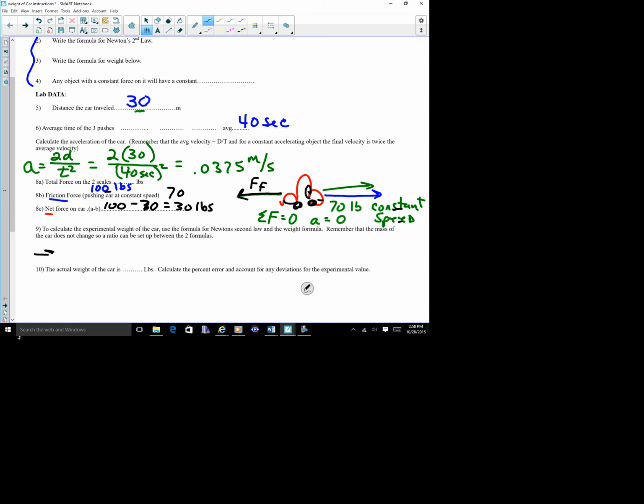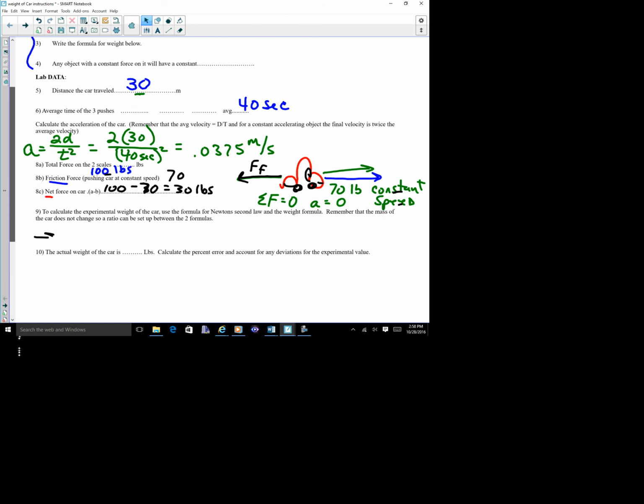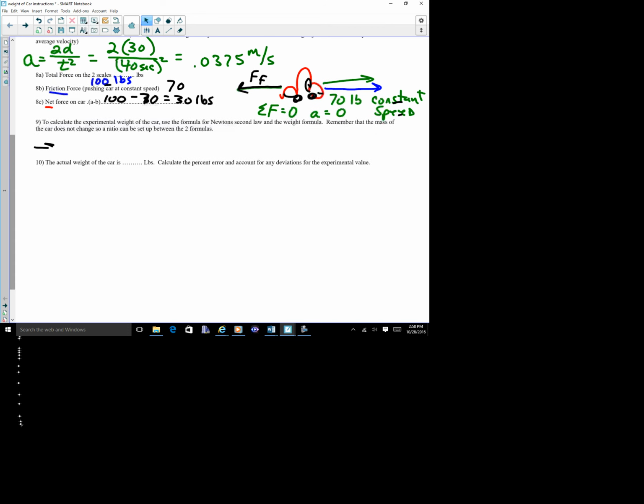On number 9, it says to calculate the experimental weight of the car, use the Newton's second law formula. Well, I want you to put yours there, but I'm going to write it down here so I have some more room. I want you to think about this.